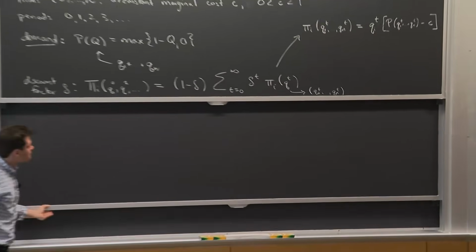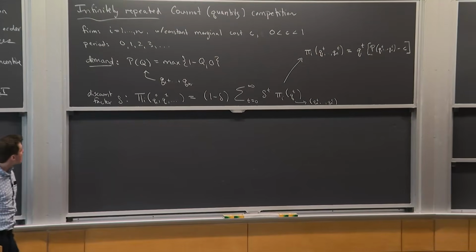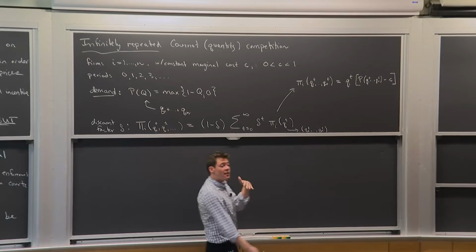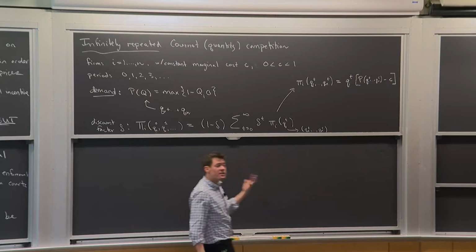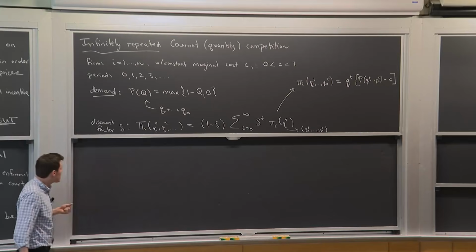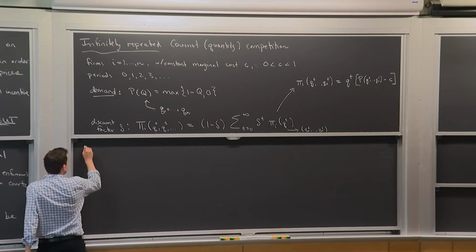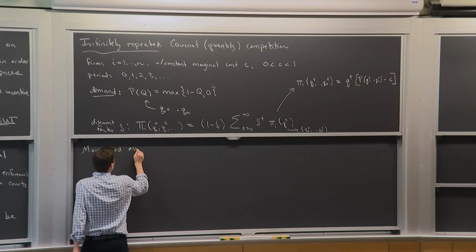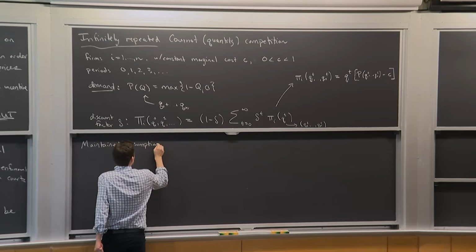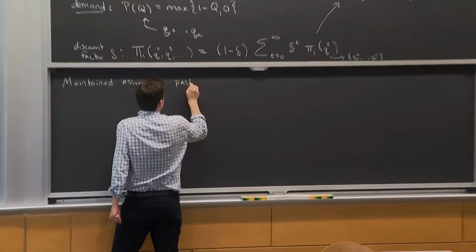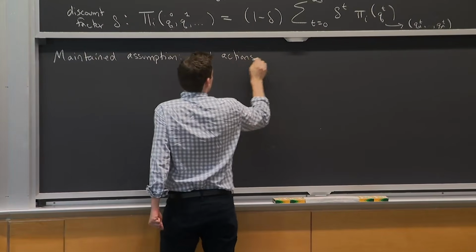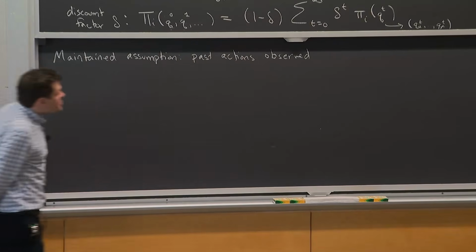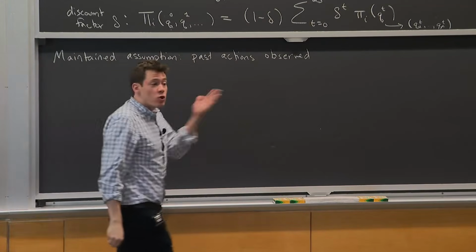So now we've formalized the game. I guess one final assumption we have to keep track of is, remember, whenever we've studied infinitely repeated games, we've assumed that past actions are observed. And in this context, that may be a strong assumption. And this goes to a question we had. Remember, we're going to maintain the assumption. So I'll say maintained assumption. Past actions are observed, which in this case, past actions are just quantities produced.